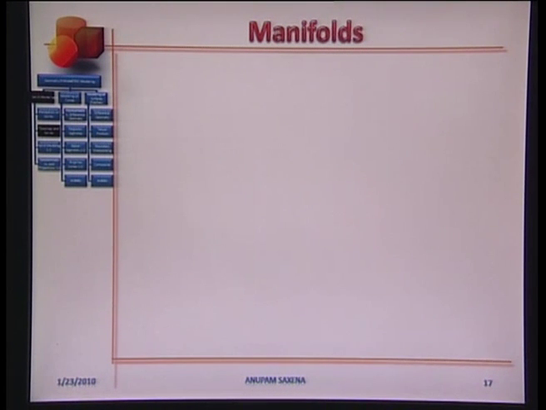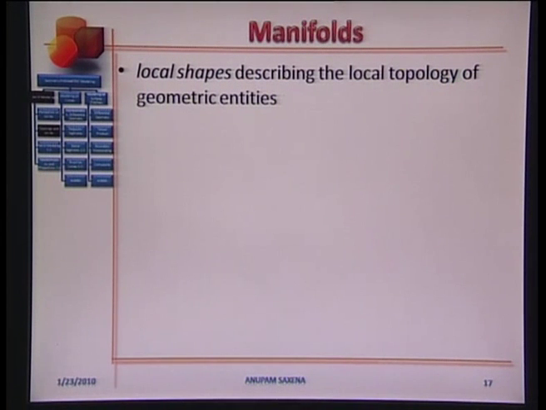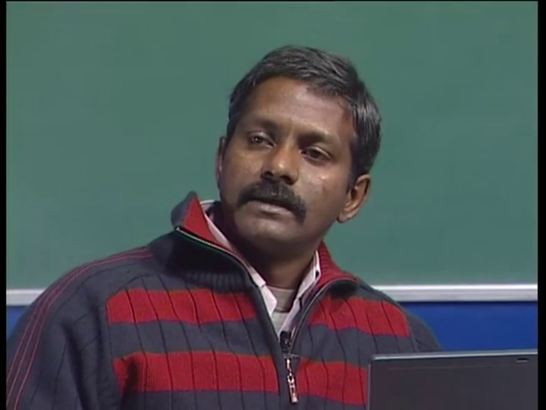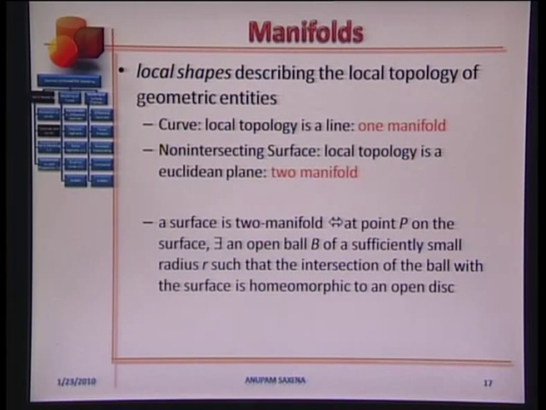Manifolds. This is the final concept in the lecture. Manifolds refer to local shapes describing the local topology of geometric entities. For a curve, the local topology is a line, and that's the reason why a curve is called one manifold. For a non-intersecting surface, the local topology is an Euclidean plane, and that's the reason why a surface is called a two-manifold. A surface is two-manifold if and only if at point P on the surface there exists an open ball B of a sufficiently small radius r such that the intersection of the ball with the surface is homeomorphic to an open disk. Let's try to understand this statement via a few examples.